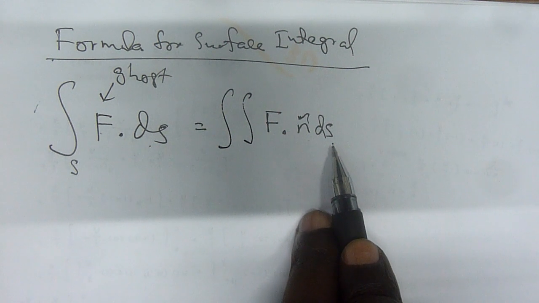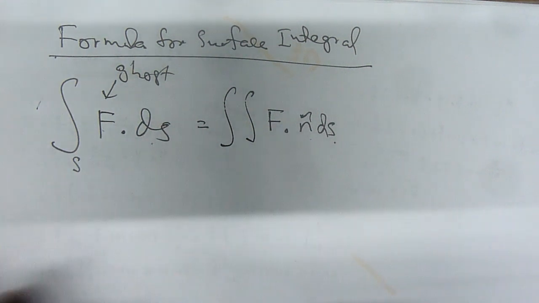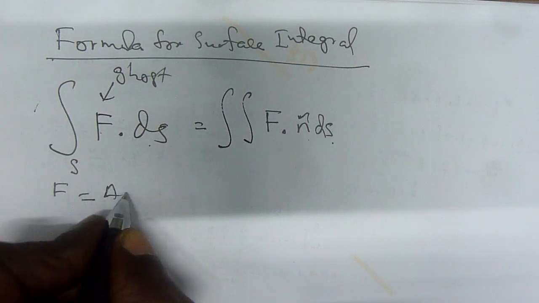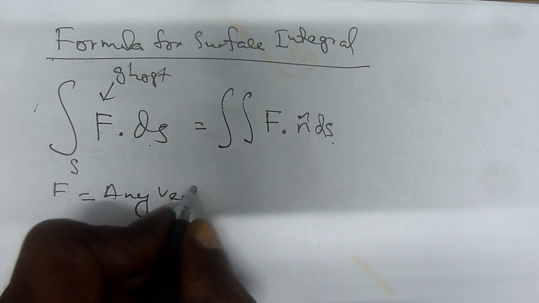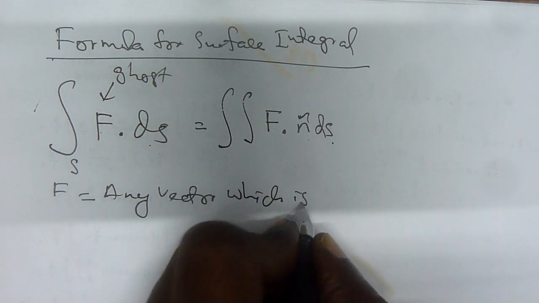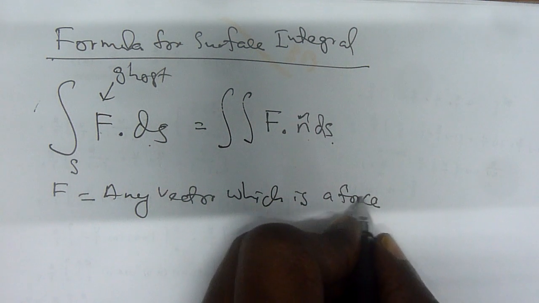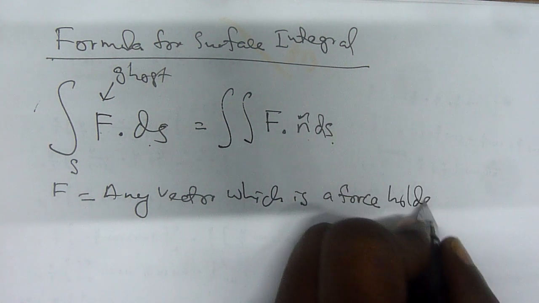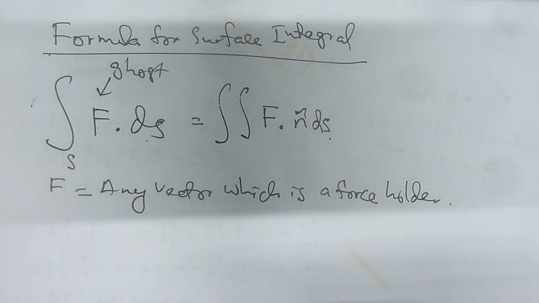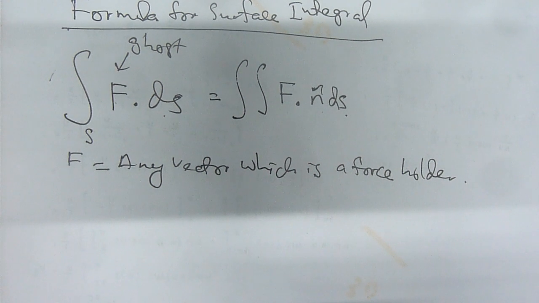But remember, F is the Gauss that I introduced to you, which means it's a force. Therefore I will define this as any vector, a force holder. Okay, can you get this logic? Hopefully. Now let me start immediately with the example.